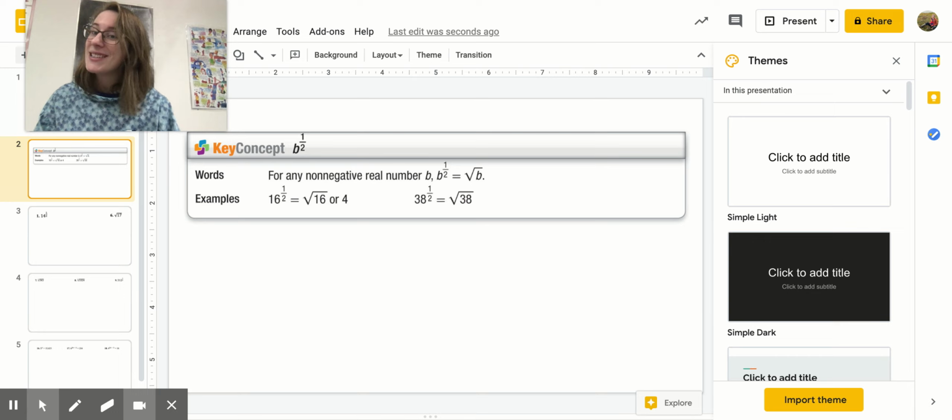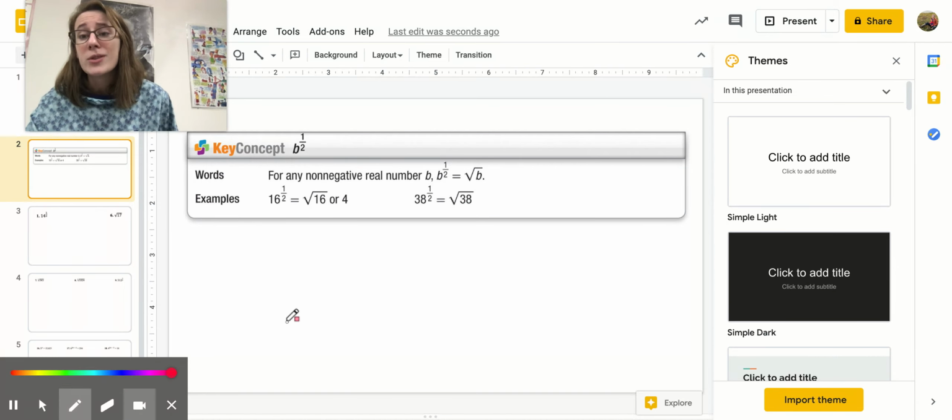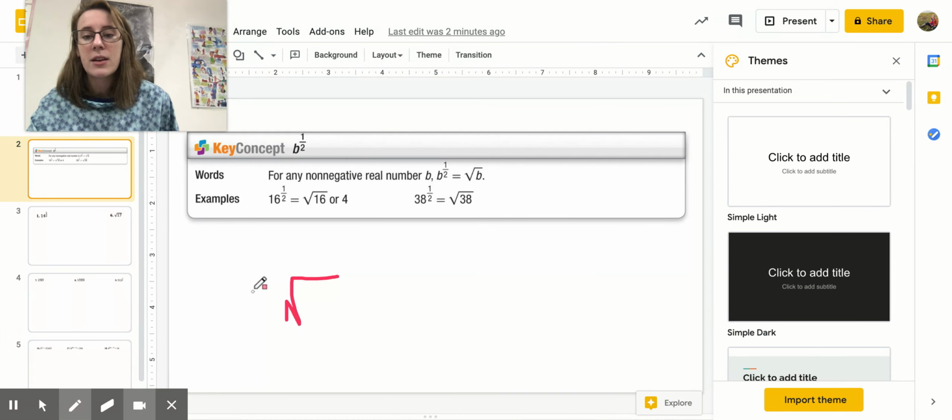So our main idea here is that for any non-negative real number, because you can't take the square root of a negative number, if you have something to the power of 1/2, it can be rewritten as a square root or a radical. So 16 to the power 1/2 could also be written as the square root of 16. So remember that a square root is talking about squaring to the square root of 16.